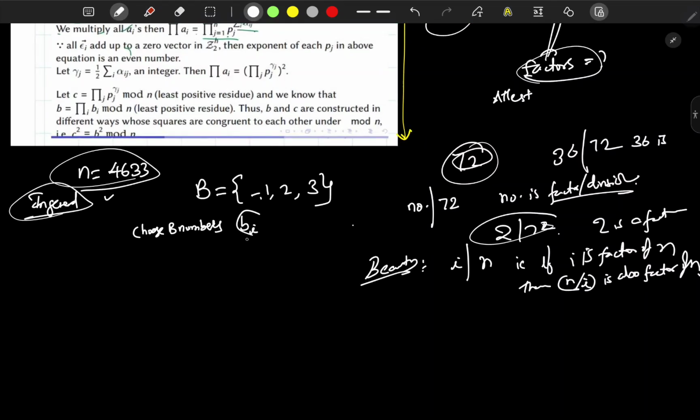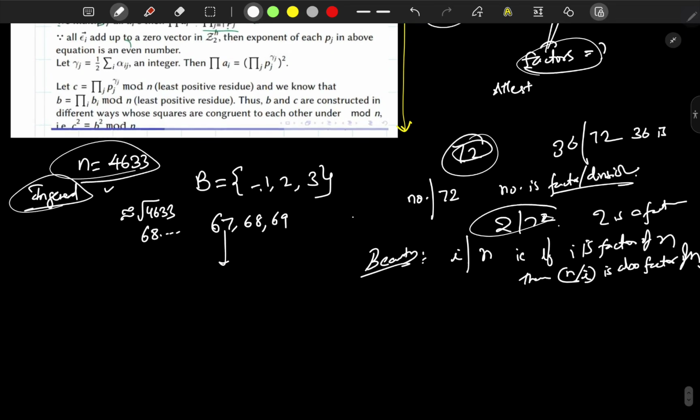Let's go straight to the point. Generally we choose B numbers really close to the square root of 4633, which is nearly 68 point something. So we choose numbers like 67, 68, 69. After choosing, we check whether each is a B number or not. If not, we take another, like 70, as the next number.